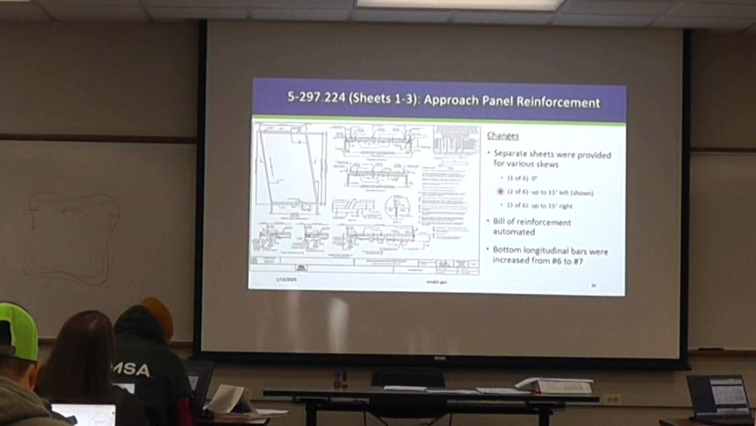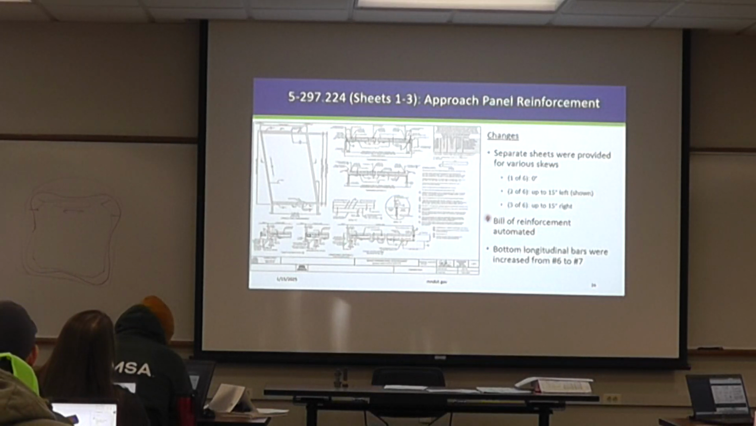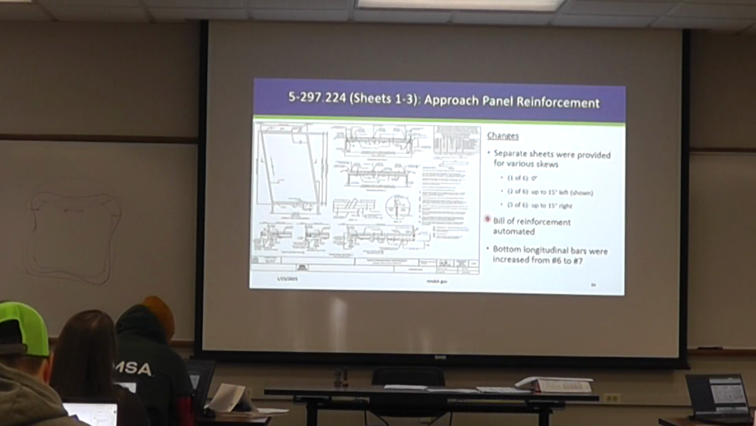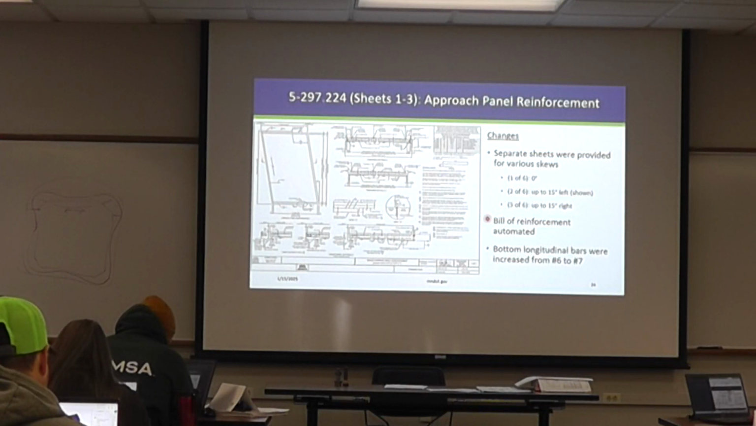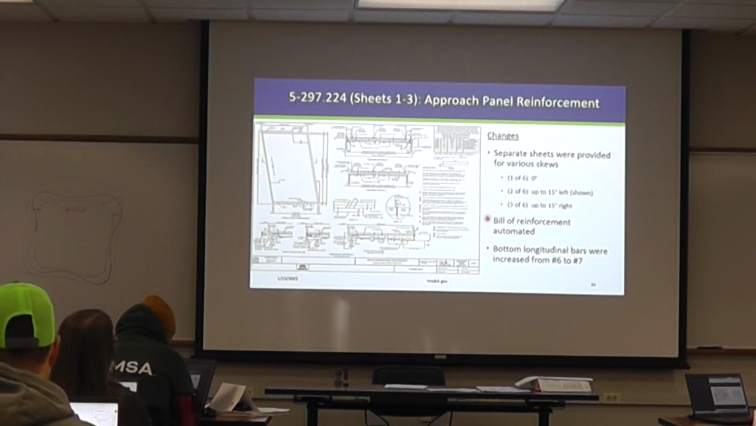Same thing, we have one of them up to 15 degrees left, which is what's shown here, and similarly, the mirror image would be up to 15 degrees right skew. The bill of reinforcement is now automated. I'll zoom in on the next slide, showing what that means. Basically, we don't fill out all the bar marks; we leave it up to the rebar fabricator to come up with that.